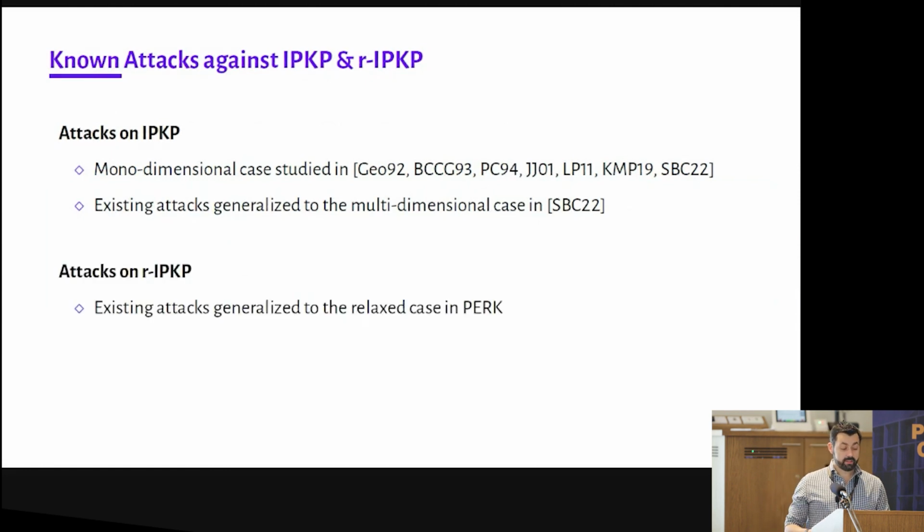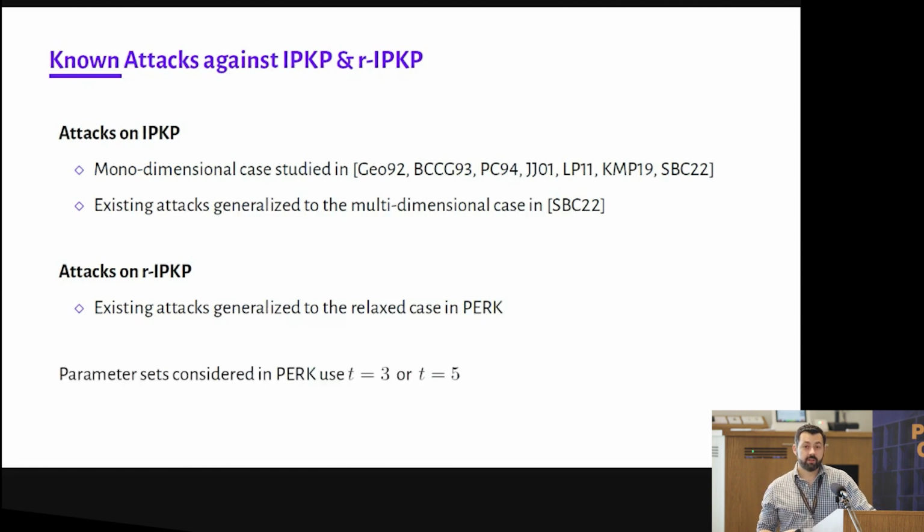What will be of interest for us, of course, is what are the attacks on RIPKP. They are fairly new as we have just introduced the problem, but what you can find in the PERK specification is that we took the best known attacks and generalized them to the case of RIPKP. Something worth mentioning is that, in order to be conservative in terms of parameter choice, we restrict ourselves to very small values of t. We only consider t equal to 3 or t equal to 5 for the scheme.